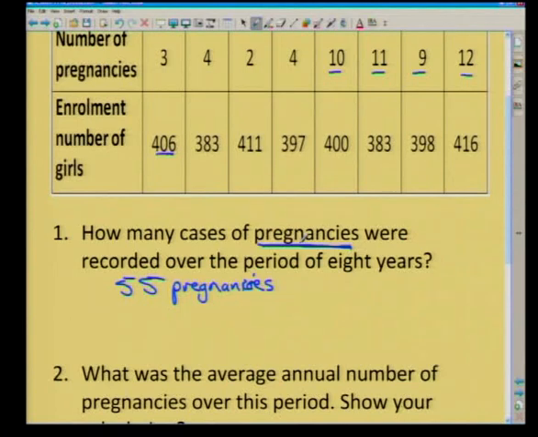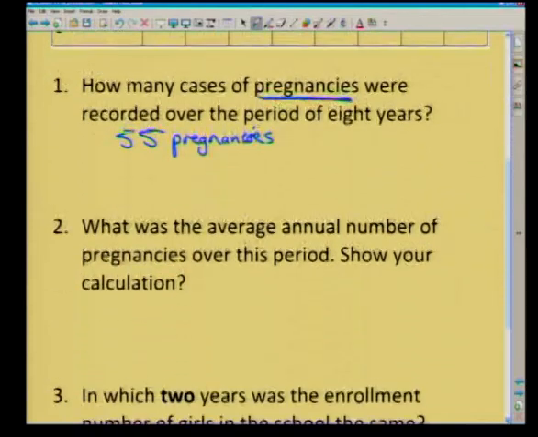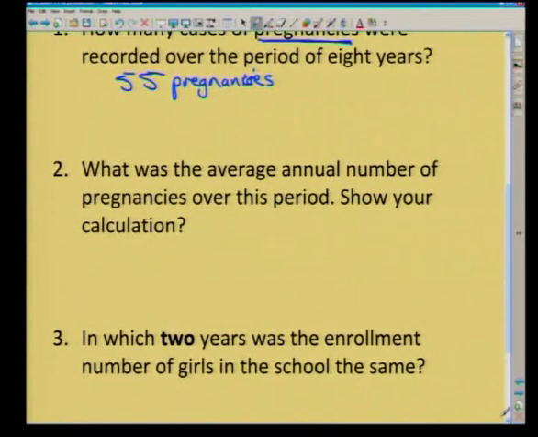So 55 pregnancies, okay? What was the average annual number of pregnancies over this period? We have to show our calculation. So we would take 55 pregnancies and divide it by the 8 years that they've given us. 55 divided by 8 is about 7, because 7 eights are 56. So approximately 7. 7 what? It's going to be 7 pregnancies, because you're looking at the average annual number of pregnancies.